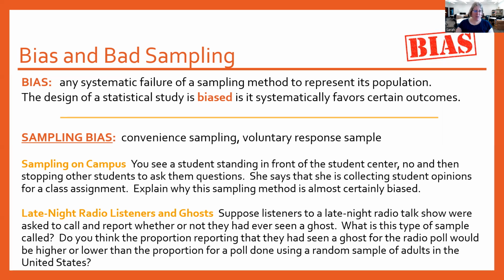All right, so the first one, sampling on campus. You see a student standing in front of the student center, now and then stopping other students to ask them questions. She says that she is collecting student opinions for a class assignment. Explain why this sampling method is almost certainly biased. Okay, so this one is going to be a convenience sample. This student went someplace like the university center that is really easy to see a lot of people, and she's just asking whoever comes by that maybe looks like they're a little bit friendly and isn't going to be rude to her. So this is definitely not going to be random or representative.